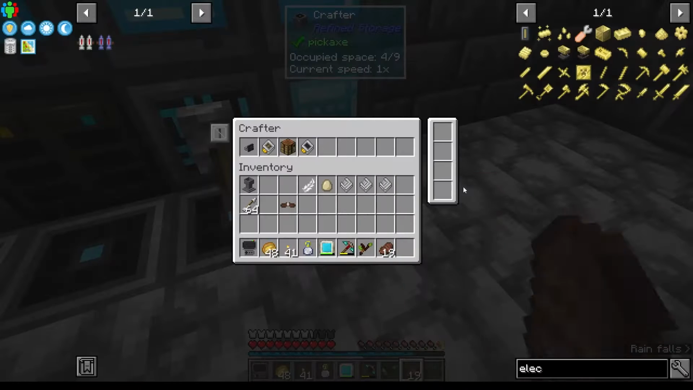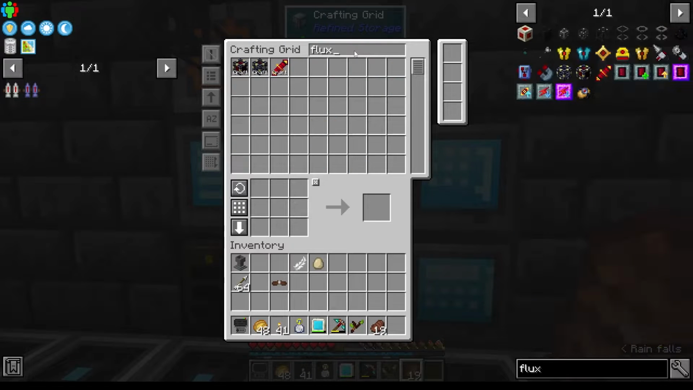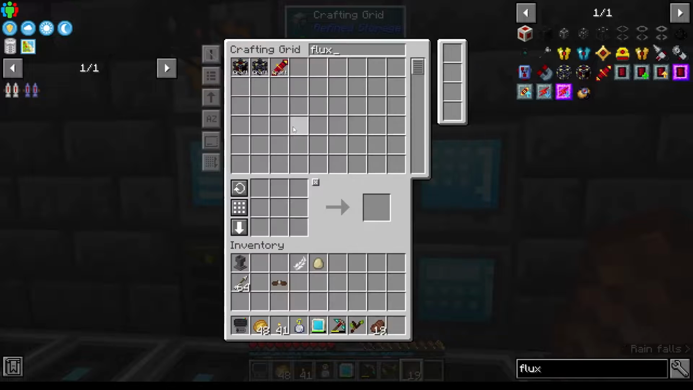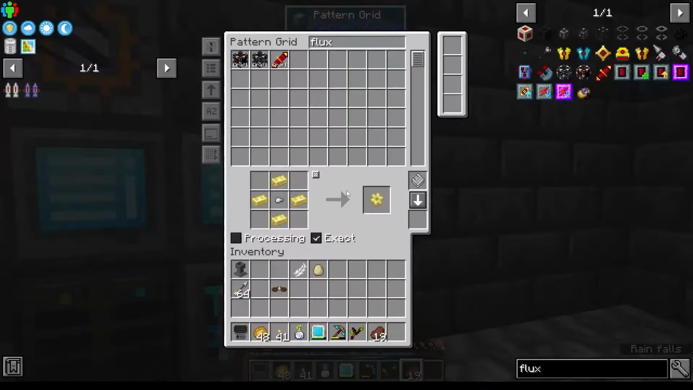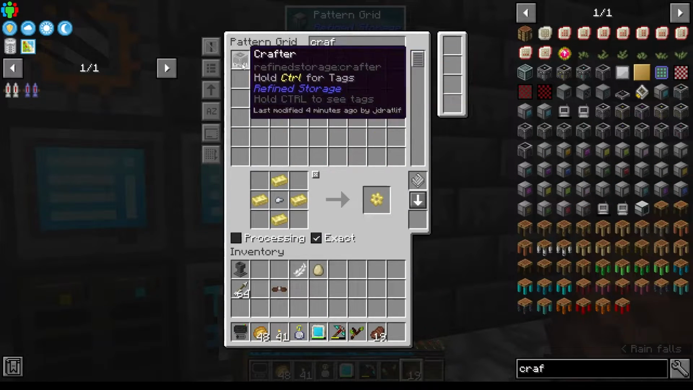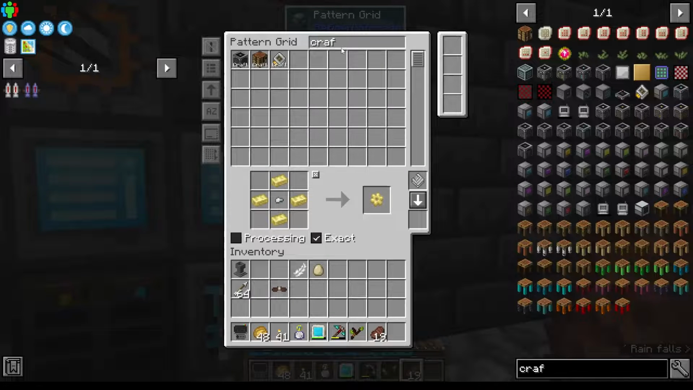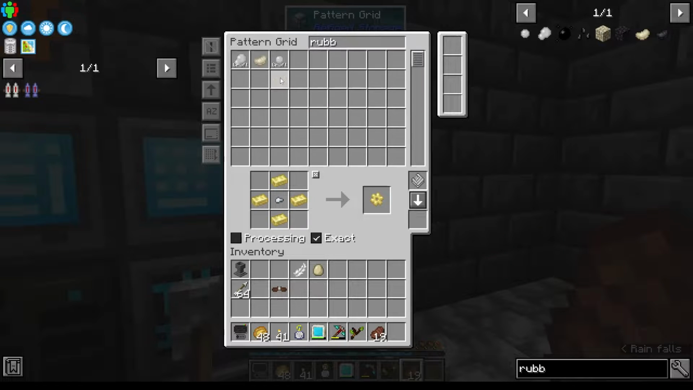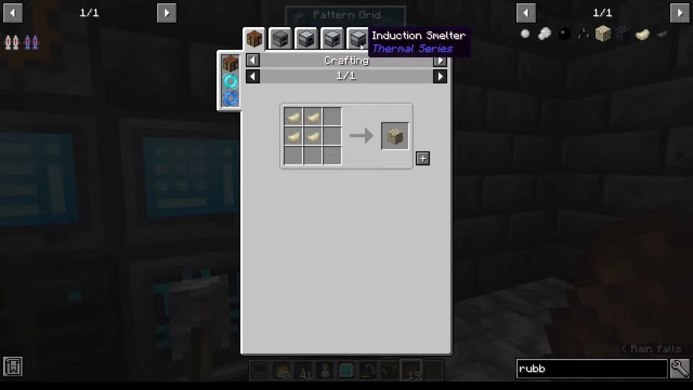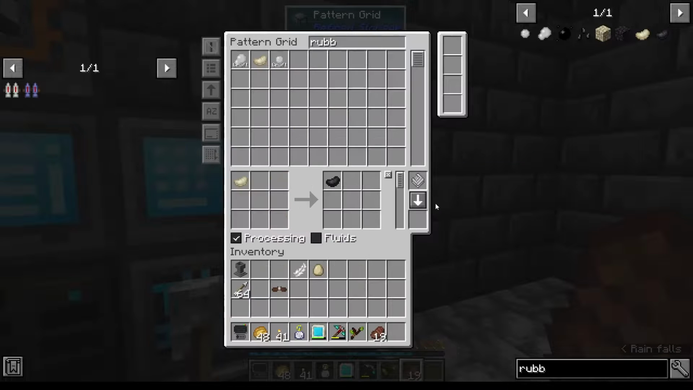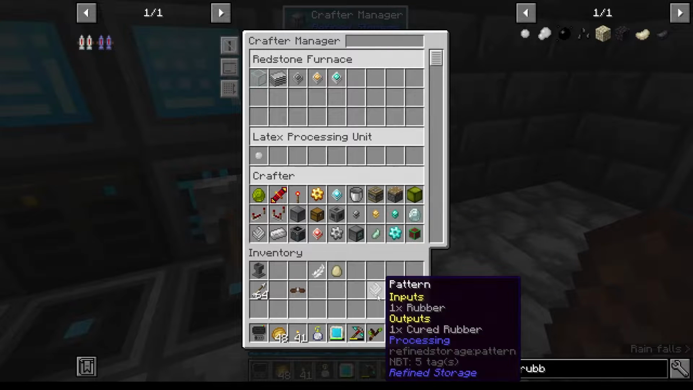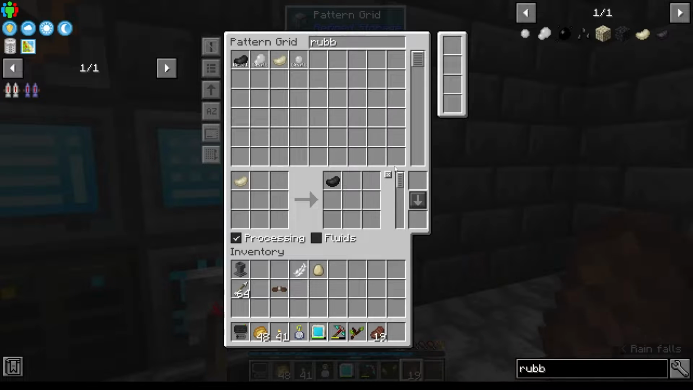Okay, we've got one more set of Electrum gear. So can you make a flux cell now? You could if you had cured rubber. Okay, so let's teach you how to make cured rubber. Let's get another crafter. So, teach you to make that with smelting. So there's that pattern to make cured rubber in the redstone furnace.